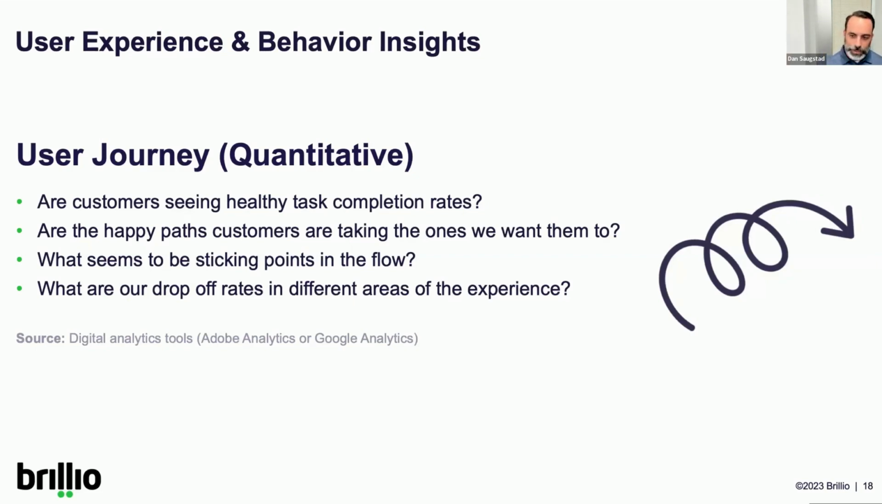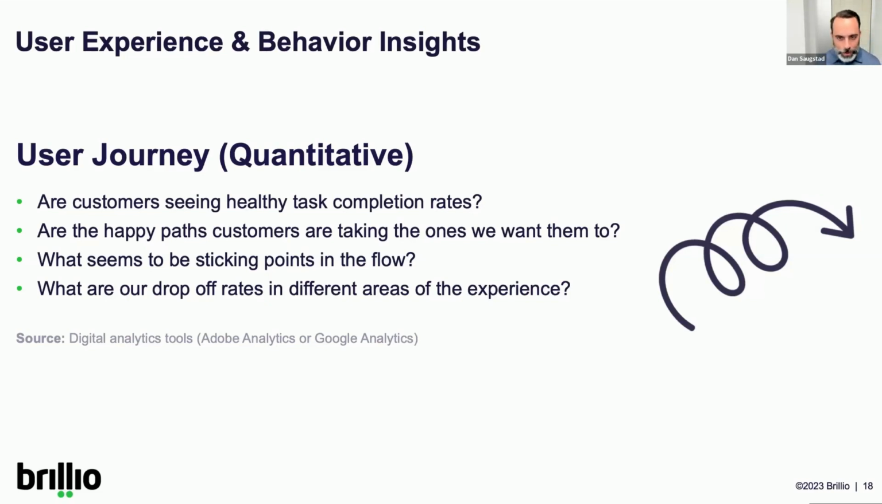But what do you really see? You see this nice diagonal line worn straight through the grass. And that's because everyone is trying to find their happy path. How can I complete my task as fast as possible? And so you want to understand those happy paths. You want to know if there are sticking points in these flows, right?